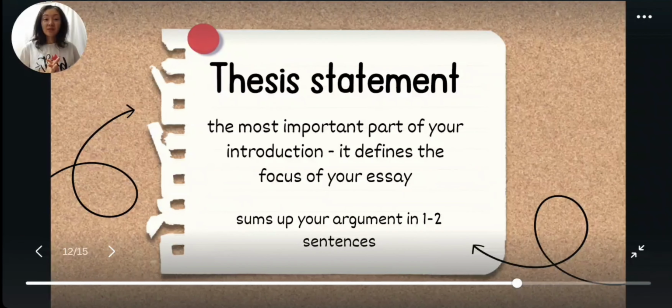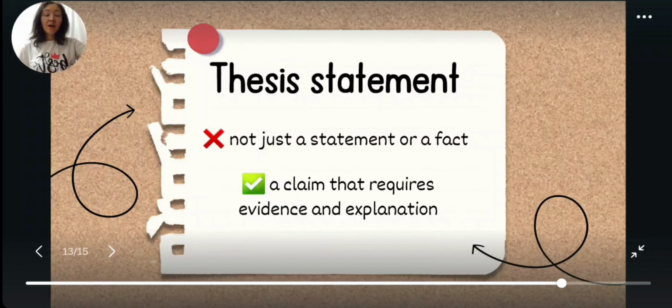So, actually, the thesis statement is the most important part of your introduction, since it defines the focus of your essay. In general, a thesis statement sums up your argument in 1 or 2 sentences, no more than that. Pay attention that a thesis statement is not just a statement or a fact, it's a claim that requires evidence and explanation. It is something that you're going to expand in your main body.